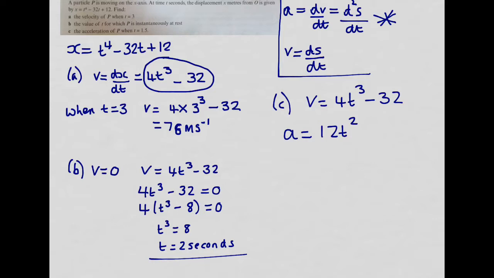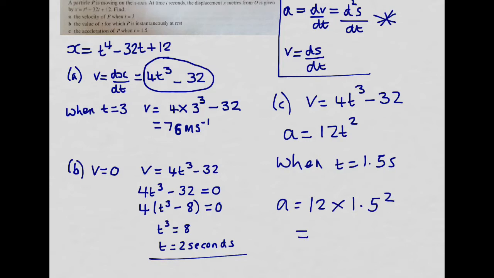12t squared. And when t equals 1.5 seconds, we can say that a equals 12 multiplied by 1.5 squared. And again, you can use your calculator for that part. That's 27 meters per second squared. And that's the question answered. You should now be able to work through the exercise. Good luck.